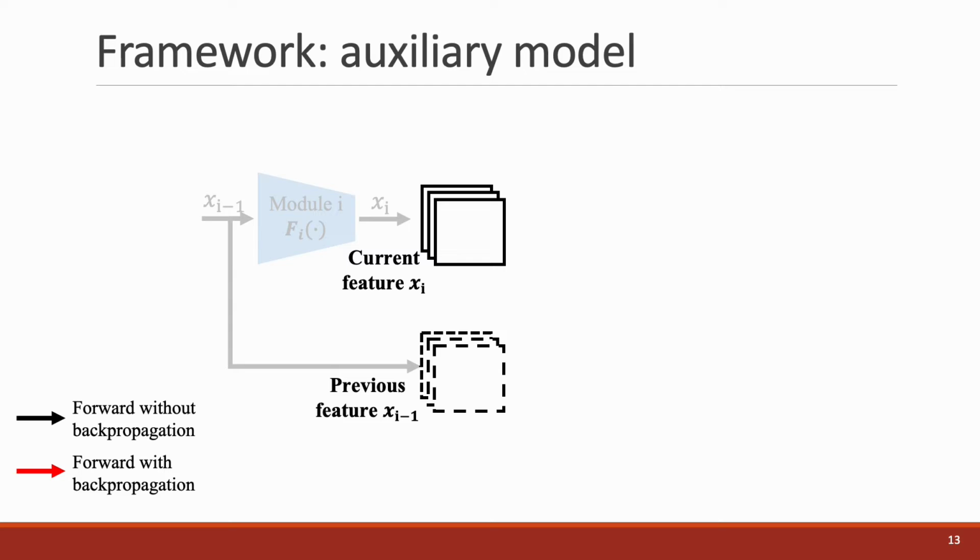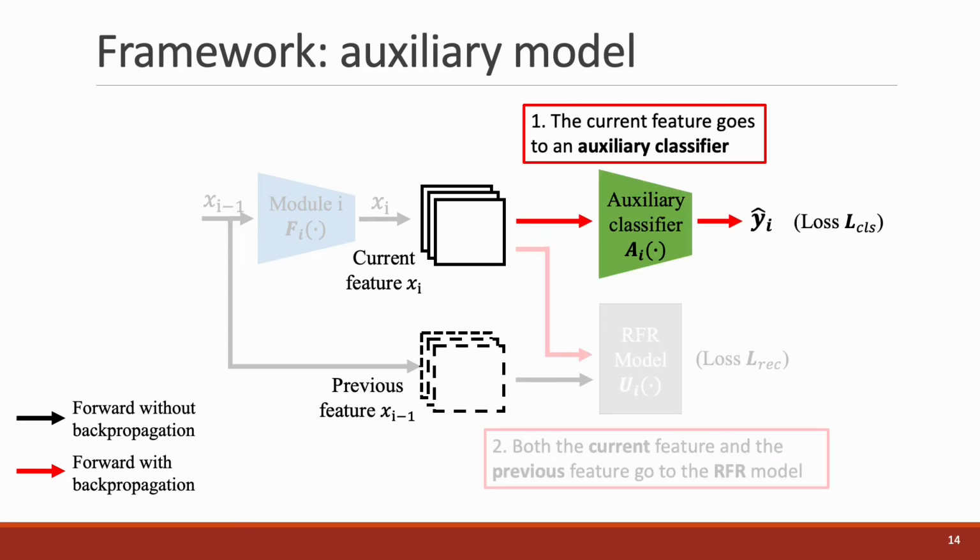Let's look into the auxiliary model, the key component of our method. For an example module shown here, the output is the current feature and the input is the previous feature. Both of them are the inputs of the auxiliary model. The auxiliary model has 2 branches. The upper branch uses an auxiliary classifier to predict the labels of whole slide images. The structure of the auxiliary classifier is similar to the final classifier. This branch computes a classification loss.